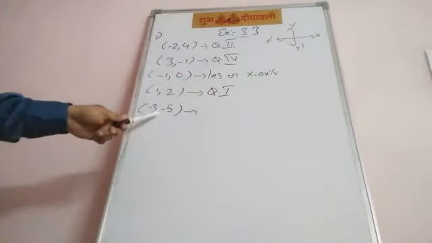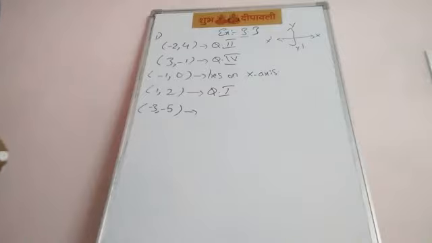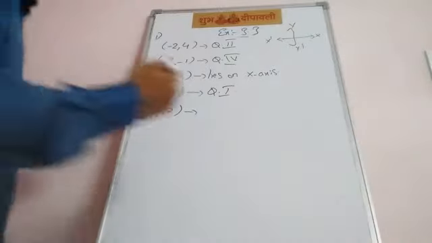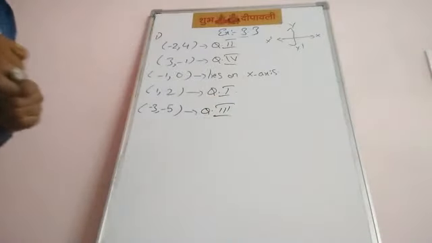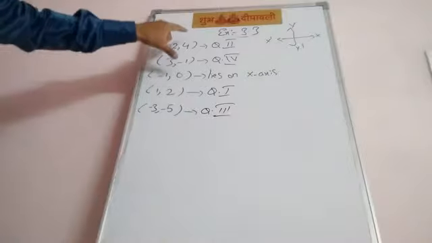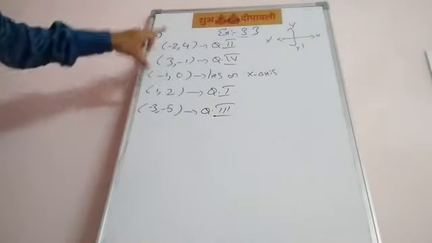Next point, you see, both are negative. x is negative, y is negative. So in which quadrant does it lie? It lies in the 3rd quadrant. Okay. Yes. Now they are asking us to verify the same by drawing a graph. Okay, I'll show you how to draw this graph.